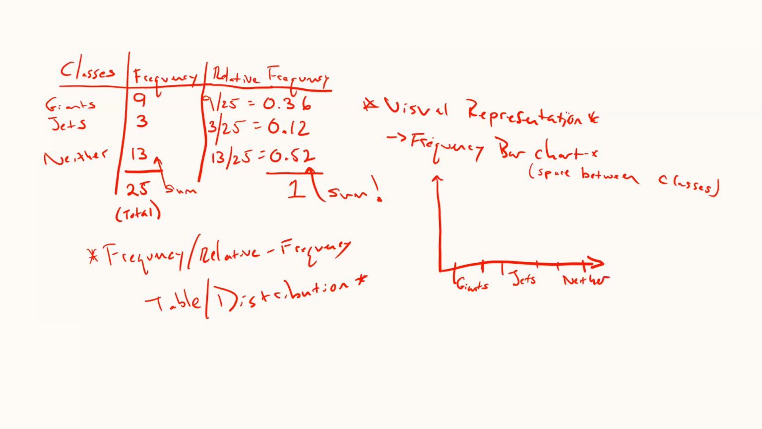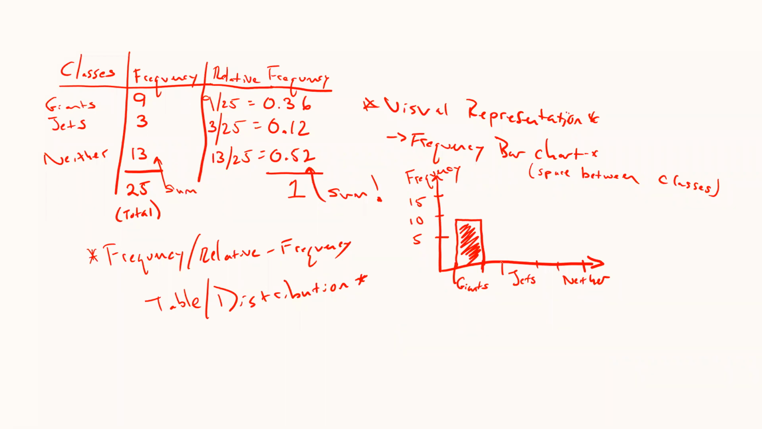And then what we're going to do, because I tell you to make a frequency bar chart, along the vertical axis, you're going to put frequency. And what I'm going to do is I'm going to go by 5s here just to make this a little bit easier. 5, 10, and 15. All right, so for the Giants fans, you're going to draw a bar up to approximately where 9 is. And this bar here represents the number of Giants fans.